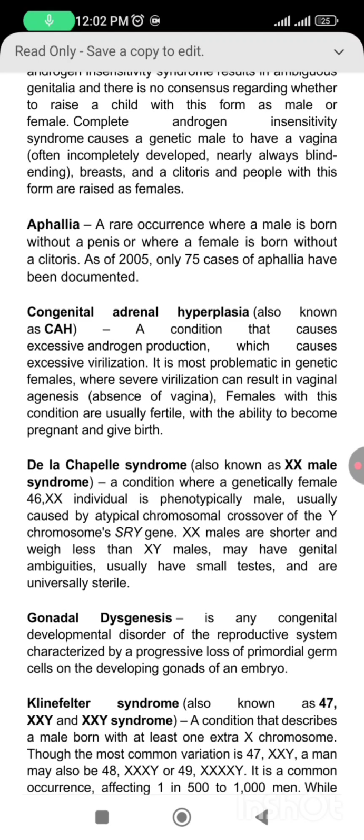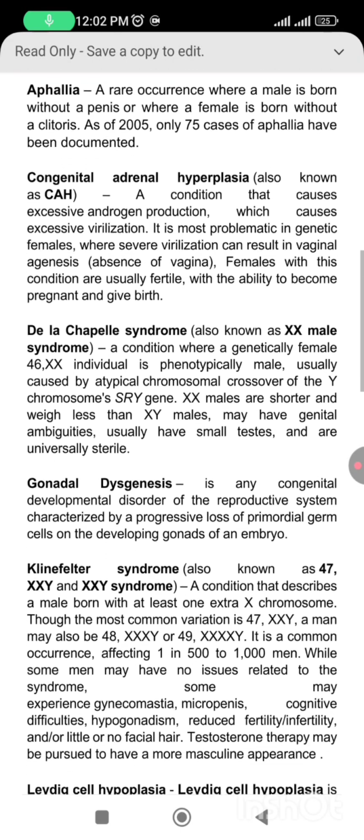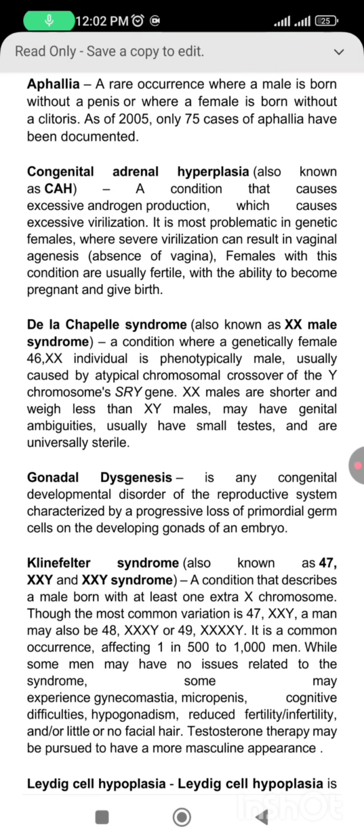The next one is gonadal dysgenesis, which is any congenital developmental disorder of the reproductive system characterized by progressive loss of primordial germ cells on the developing gonads of an embryo.